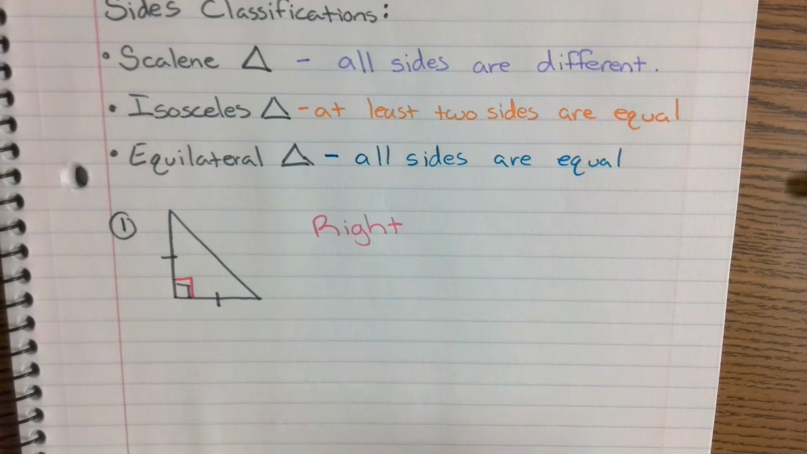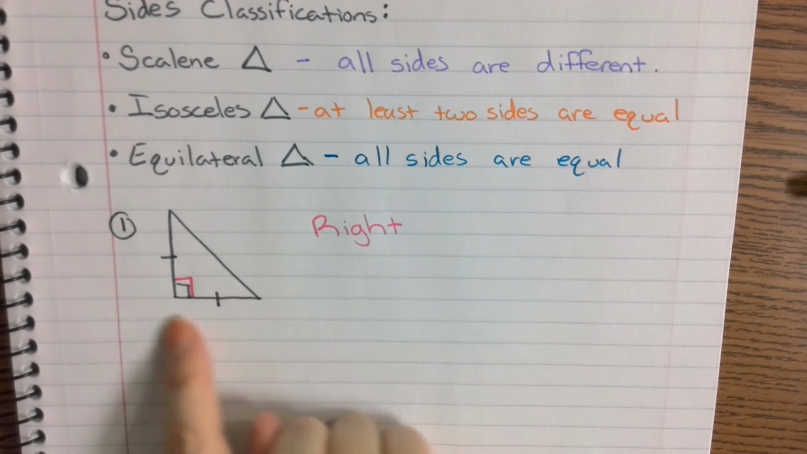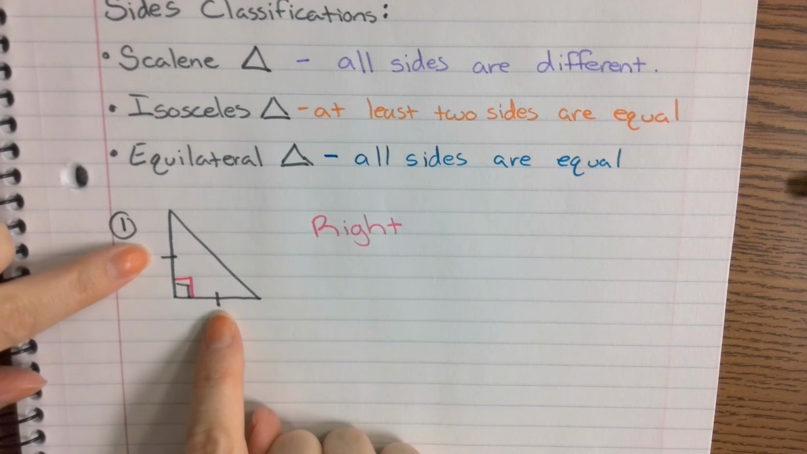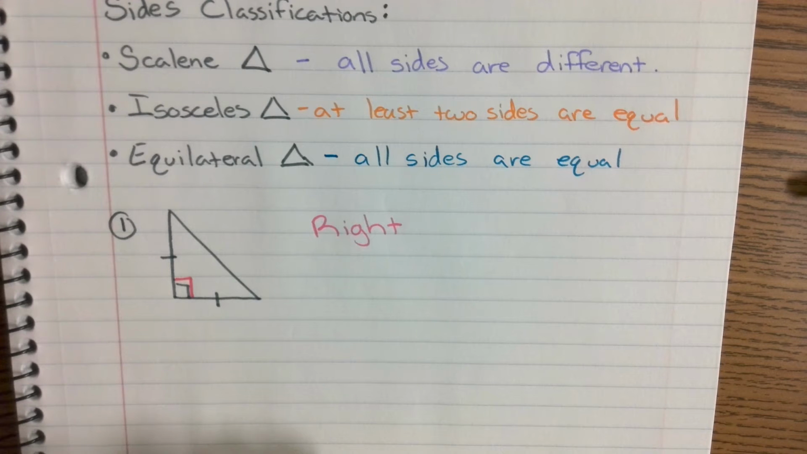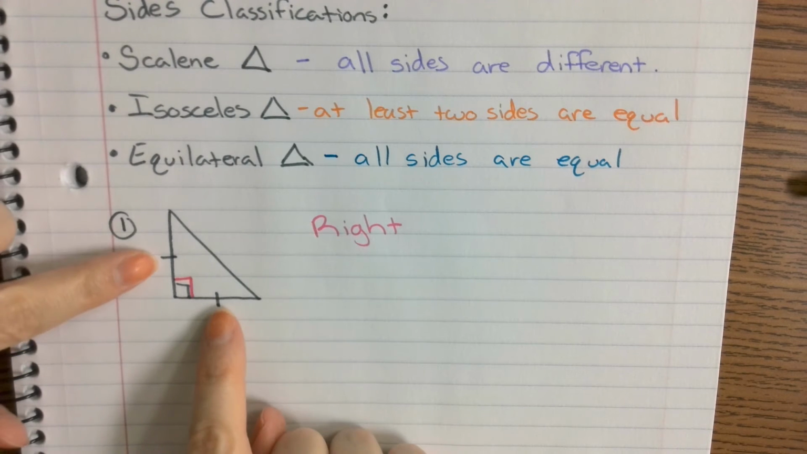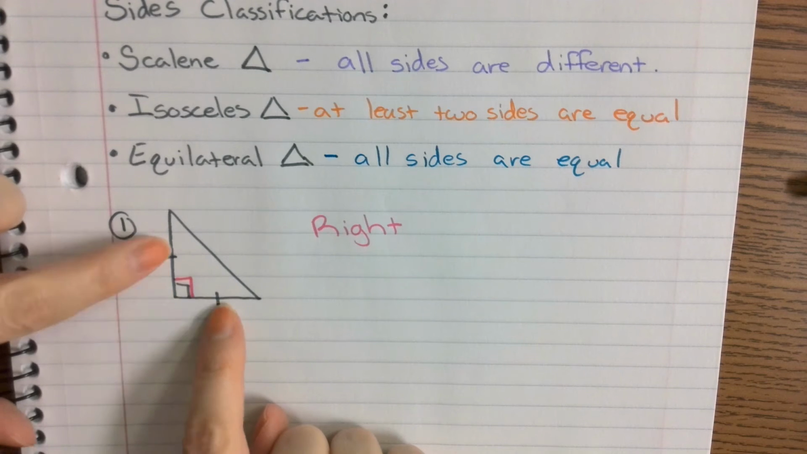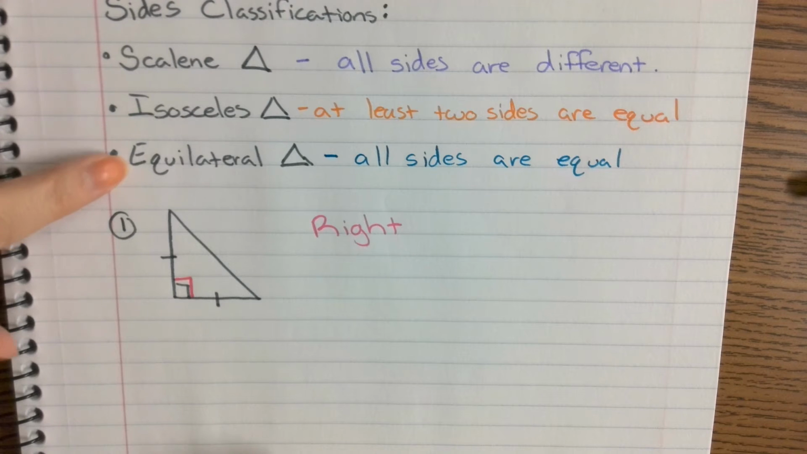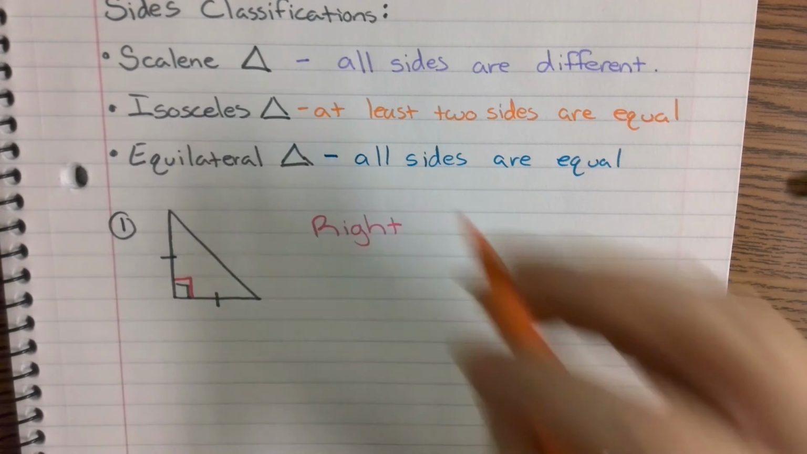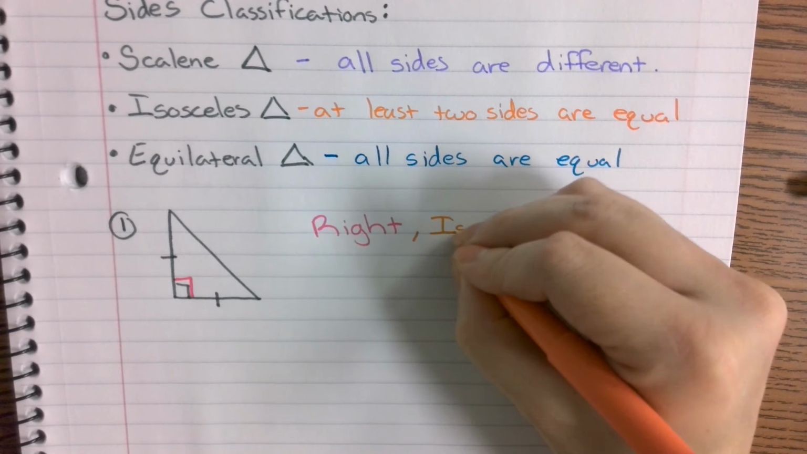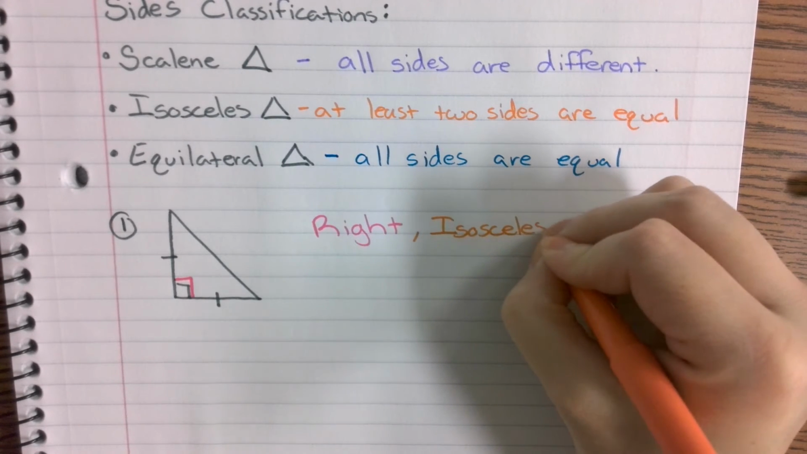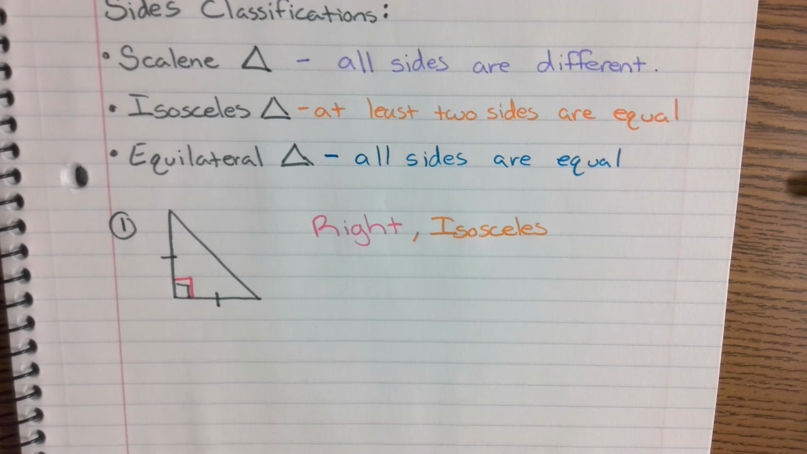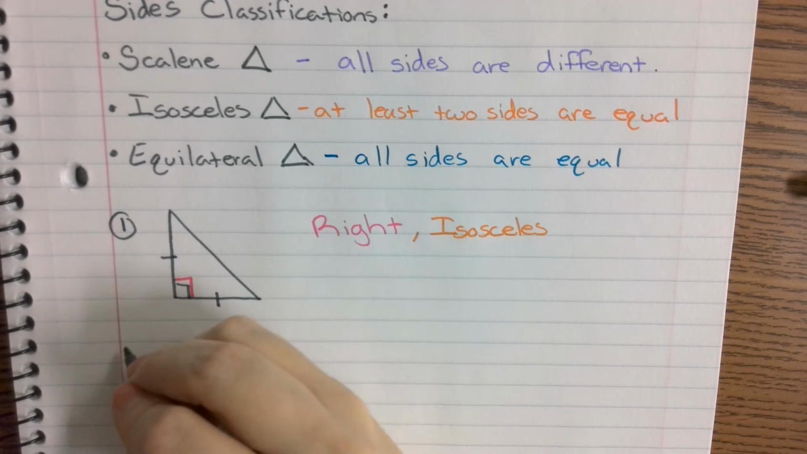Now let's talk about the sides classification. Who remembers what I told you these lines mean? Not parallel, congruent. These lines mean that they are congruent to each other. So is this a scalene, an isosceles, or an equilateral? Isosceles. So these are the two names for this triangle. It is a right isosceles triangle. Let's do another example.